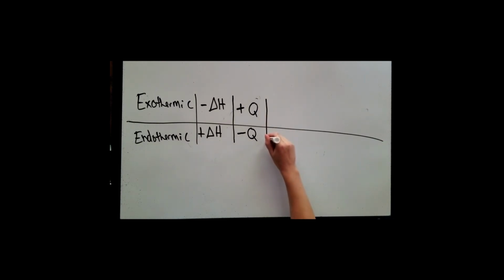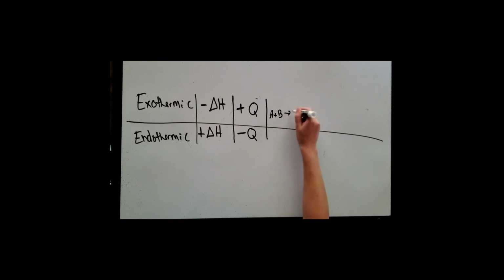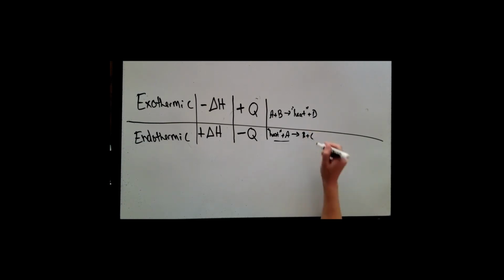Now when you're looking at a reaction equation, when you have the heat as a product, it is exothermic. So if the heat shows up on the product side of the reaction, it's exothermic. And then you can guess if the heat shows up on the reactant side, it is endothermic.